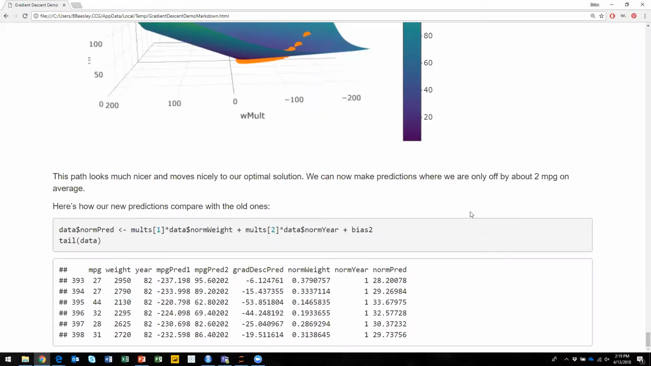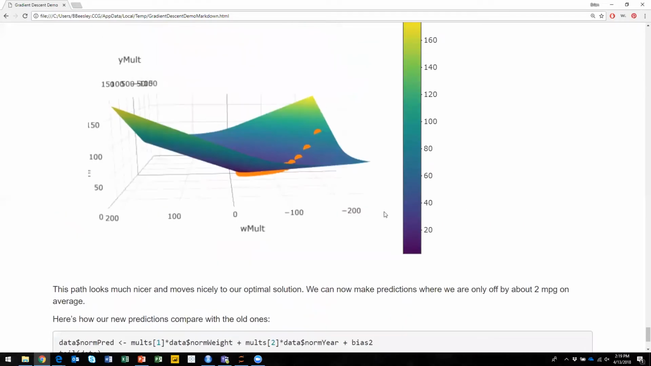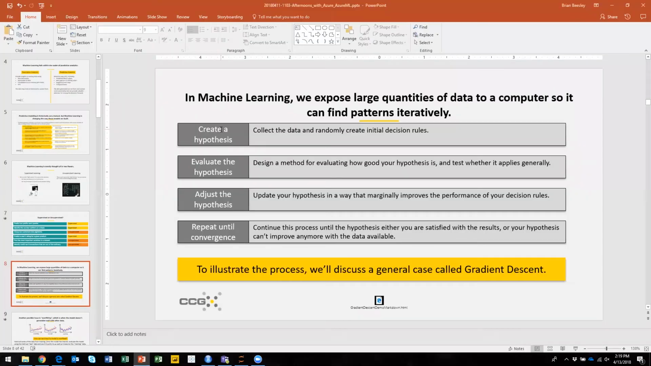Now, this was one approach to machine learning. This was the gradient descent approach to machine learning. But in general, it's the same thing no matter what type of machine learning you're doing. You come up with a hypothesis. You tell the computer how to measure how good or bad that hypothesis is. You tell it how to update its hypothesis so it improves just a little bit, and then you just let it repeat. Just let it keep going.